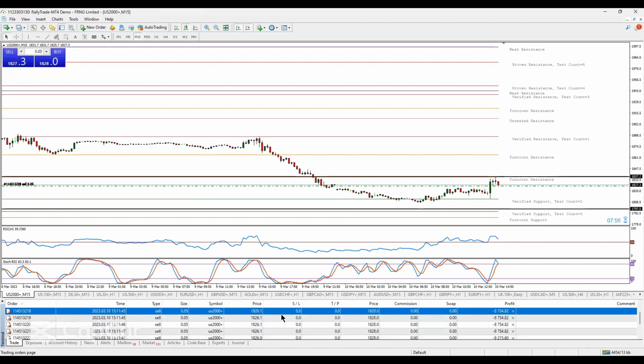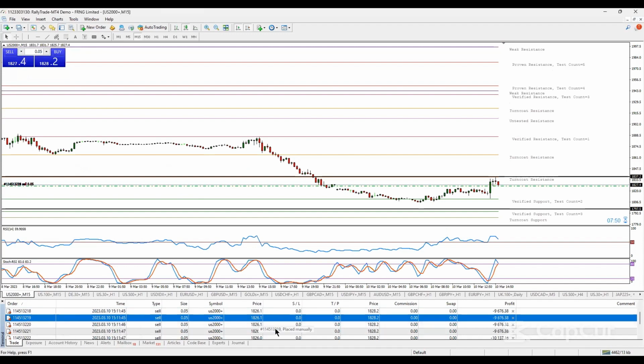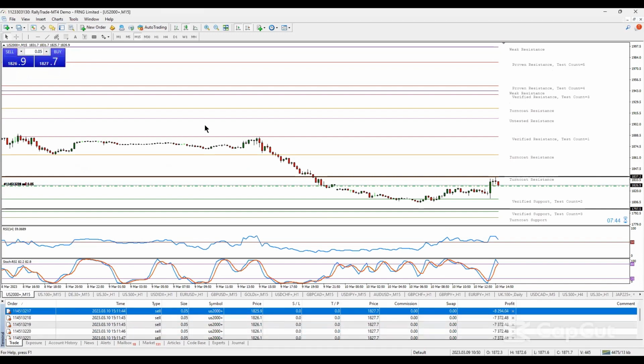And look at the price. I placed all of them. Look, they are all almost at the same price. 1826.1, 1826.1, 1826.1. These last two are 1826.0. So you want to be able to place multiple trades at the same price. The idea is to try and place multiple trades at the same price.